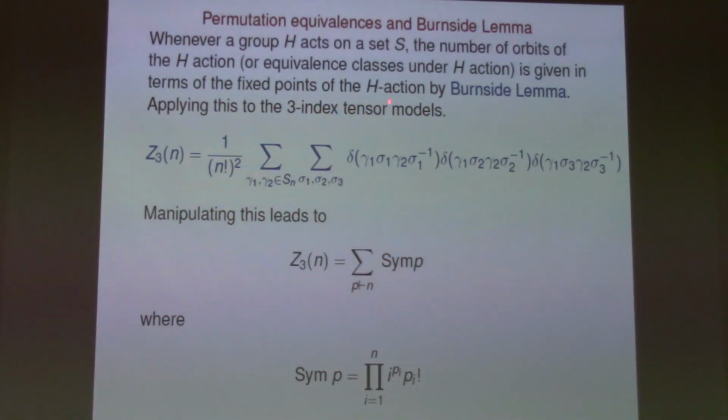So what is the group action here? The group action is Sn times Sn, so that's a double sum. What is that group acting on? It acts on triples, sigma 1, sigma 2, and sigma 3. What does it mean to have a fixed point? It means that gamma 1 sigma 1 gamma 2 must be the same as sigma 1. So in other words, this delta function is satisfied. Gamma 1 sigma 2 gamma 2 is the same as sigma 2.